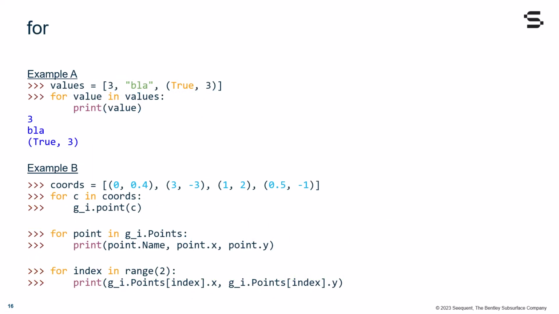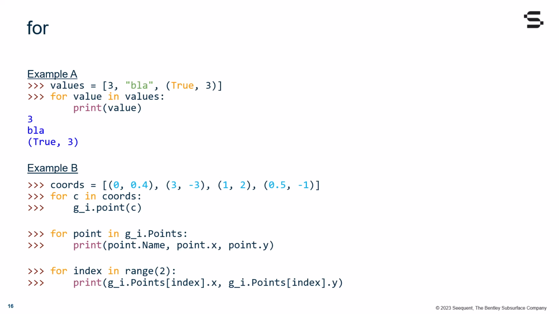Another flow control option is the for loop. Let's see directly an example. In example A, we define a list. With the for loop, we can iterate in the contents of this list and print them in order. In example B, we see a PLAXIS example. We have defined a set of coordinates in a list. We first iterate in this list to create points, each time accessing the first list items.